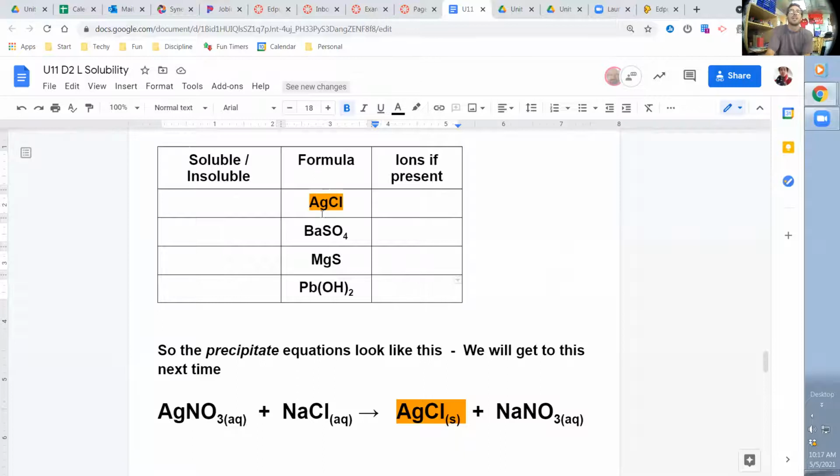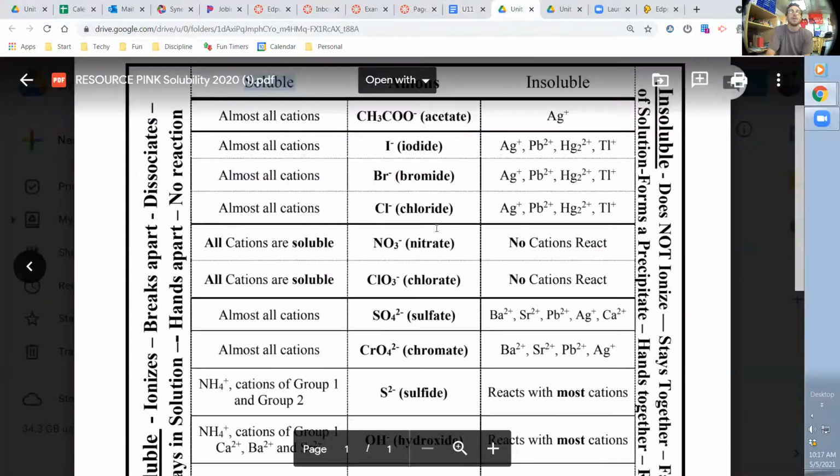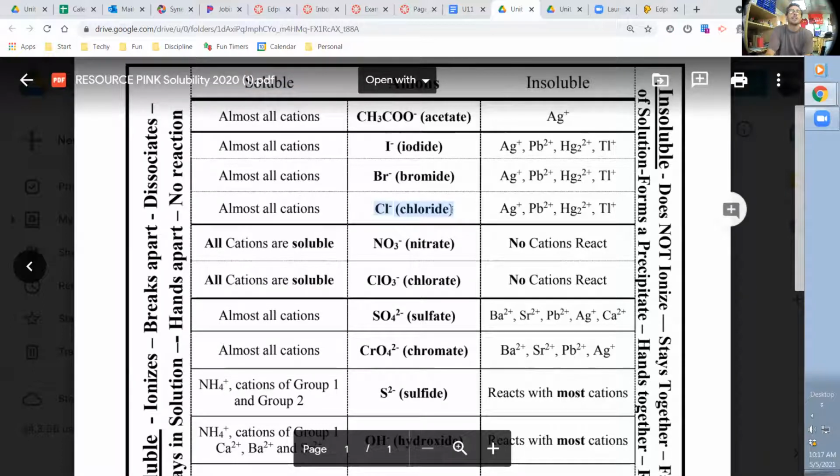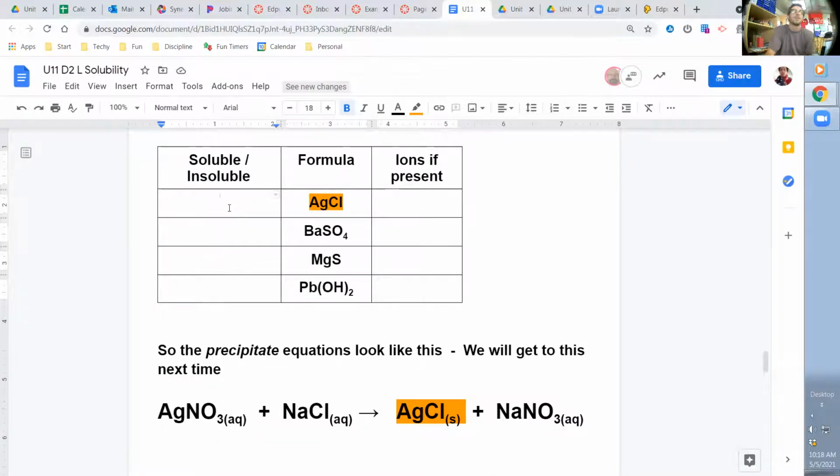So let's go ahead and analyze silver chloride. Chloride is the anion, so that's what we should look at on the solubility chart. Chloride's written right here, and silver is in the insoluble column, so we can know that this is insoluble. Okay? So we can say insoluble right there. Just write it out. You don't have to capitalize the end.